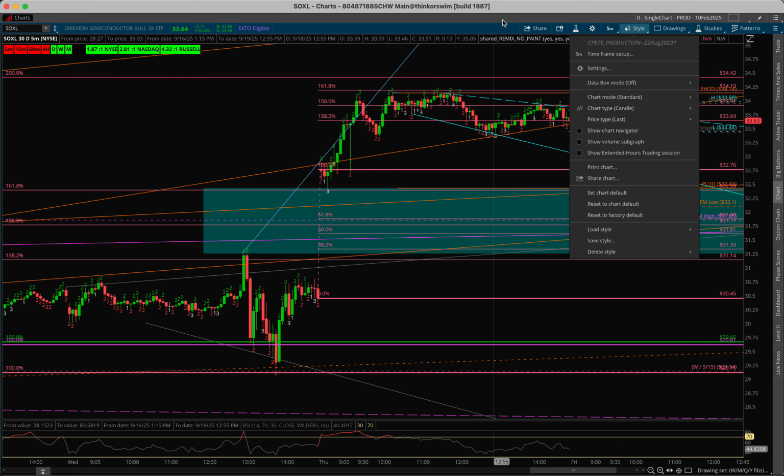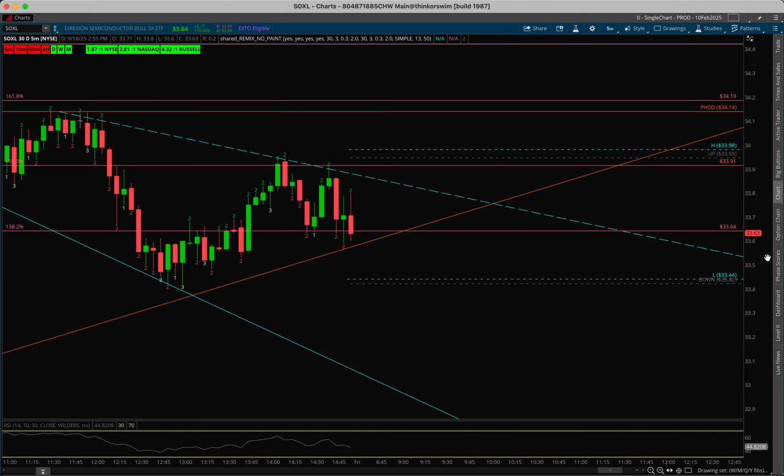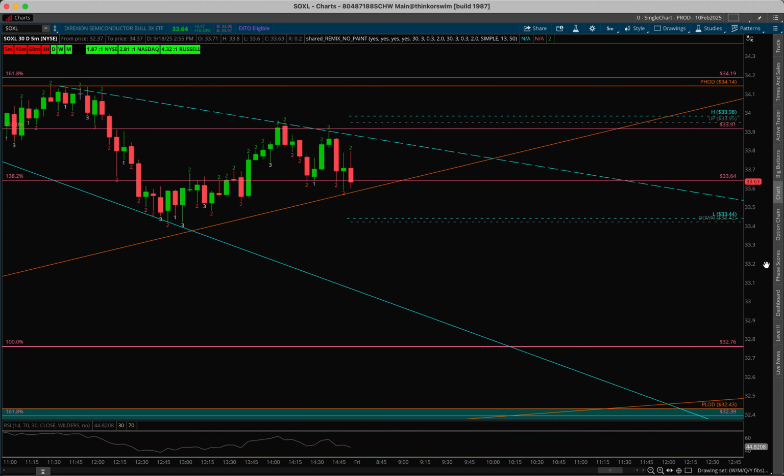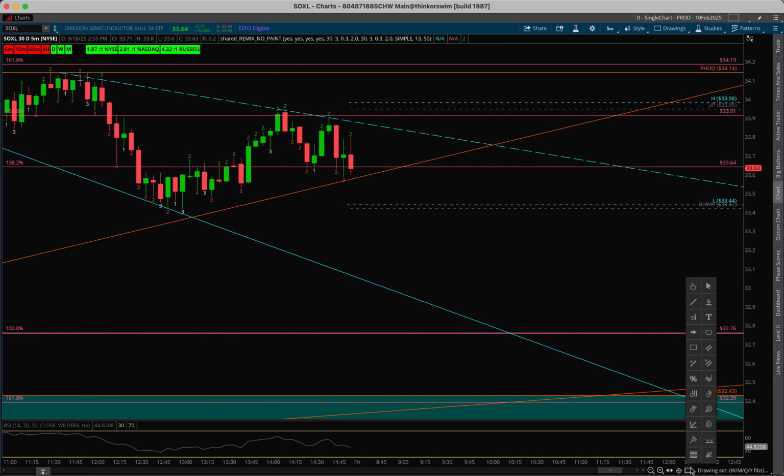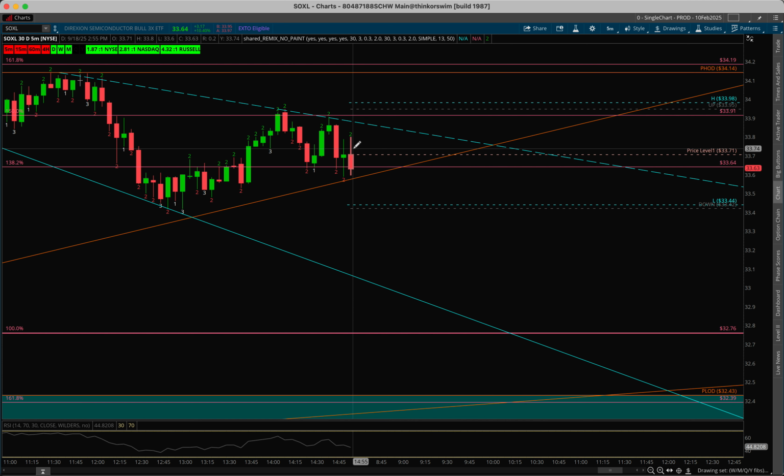So if we look at things from a 5-minute perspective, there we go. So we've got our previous high of day, overnight high, overnight low, and previous low of day, right? Then tomorrow when we open, we'll get our opening print, and depending on where the opening print is, that's where we set our targets, right? So let's say we open up right here at 33.71.